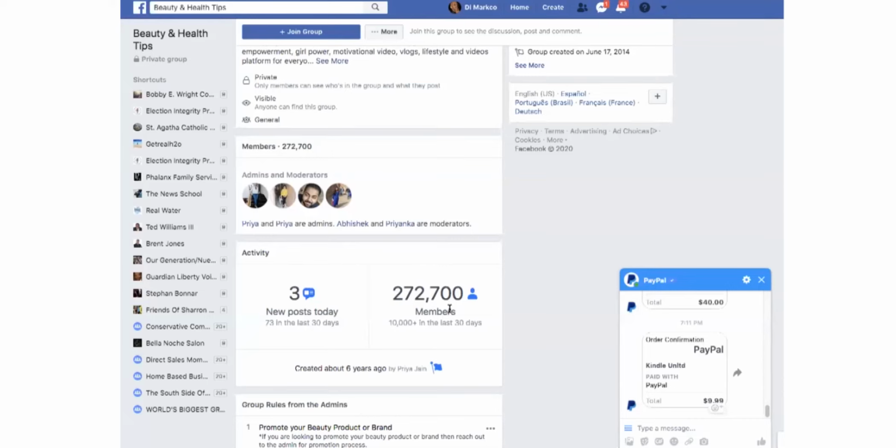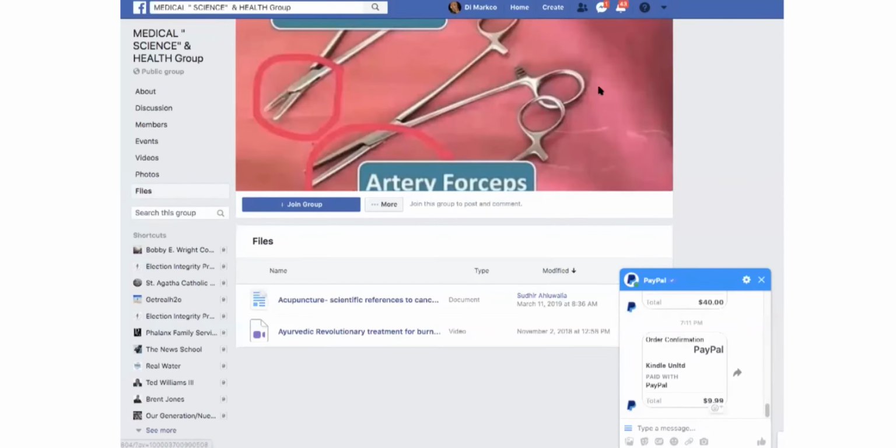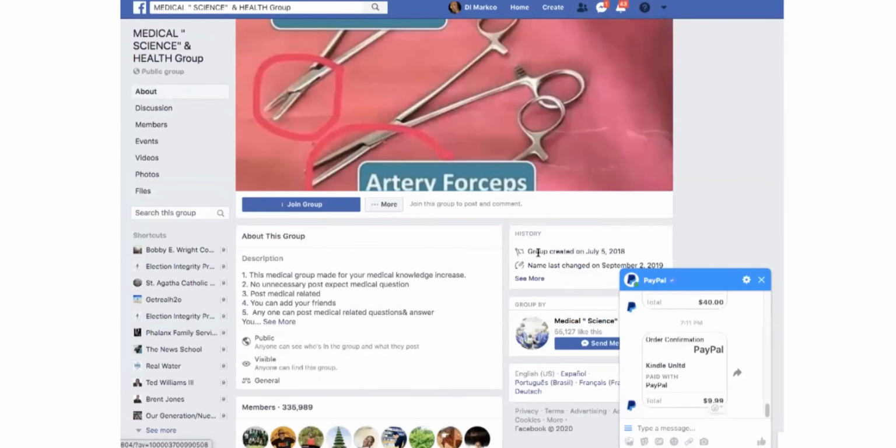Again, that's another meeting. We'll talk about that later. Now let me go to a few more, and then we'll close out. So this one is a public group, right? And you can see it's a medical, science, and health group, an acupuncture group. I'm going to have to click on the about so we can understand what kind of group this is.